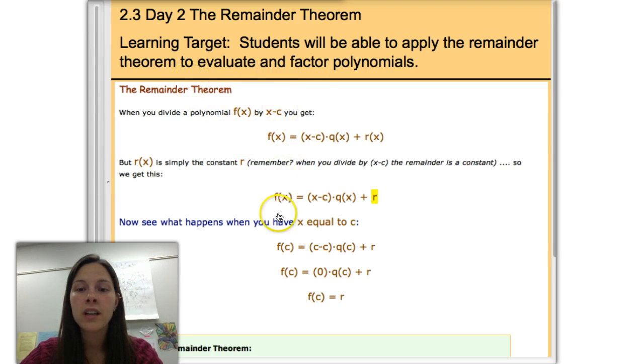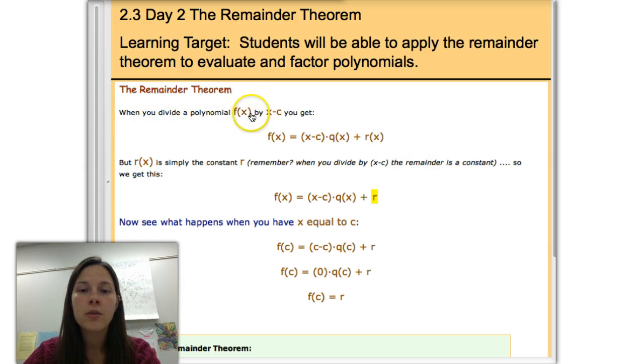Alright, so don't write any of this down. If you pull up the notes from my website, obviously you already have this, but if you do notes paper and pencil, you don't need to write all of this down. I'm just going to explain where the remainder theorem comes from so that you understand why it works and why we're able to apply it in the way that we do.